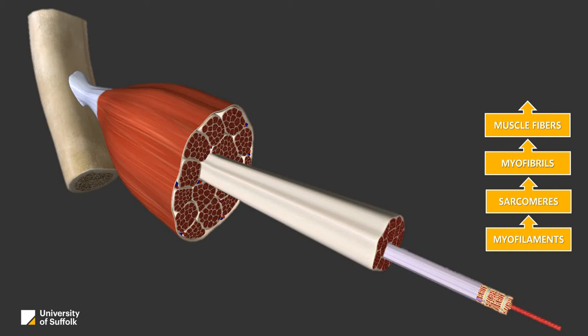If we bundle muscle fibres together, then we have the next level of organisation. This is the first one which is actually visible to the naked eye here, the fascicle.